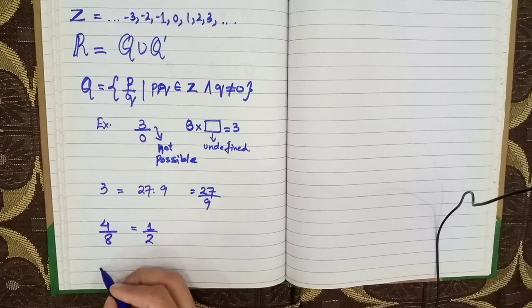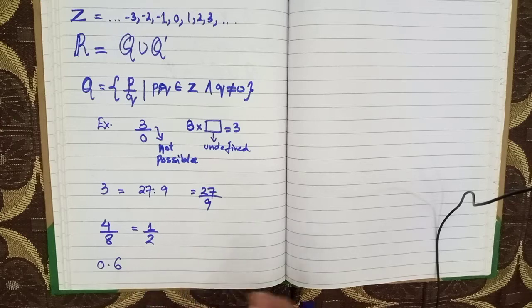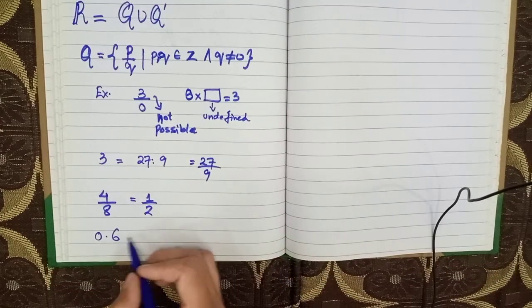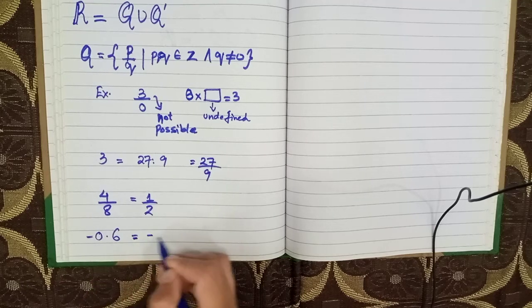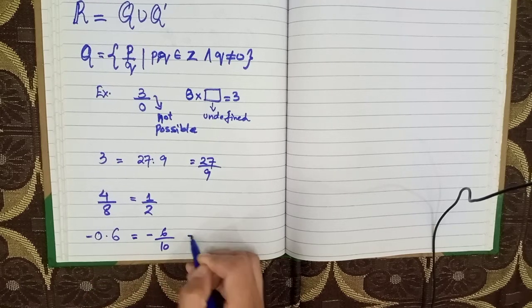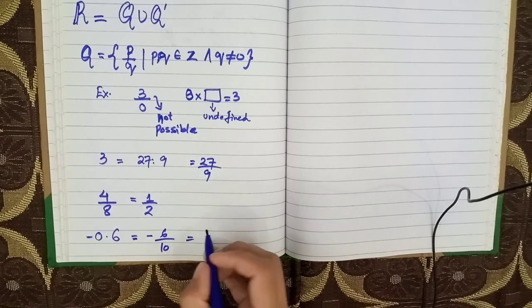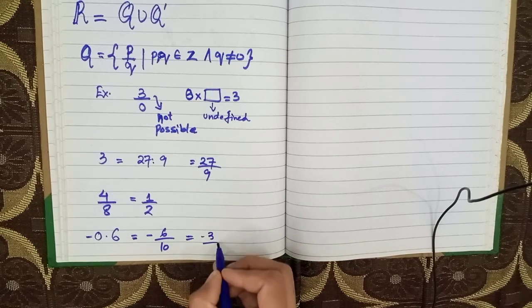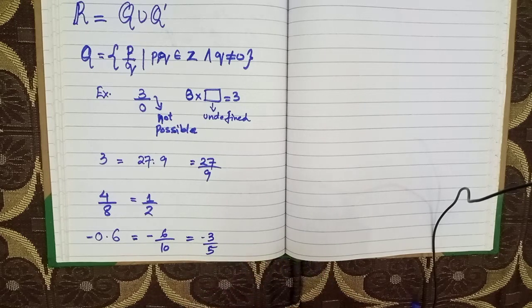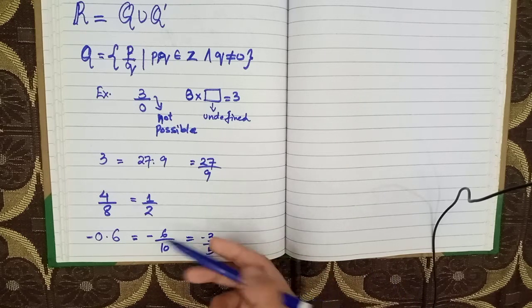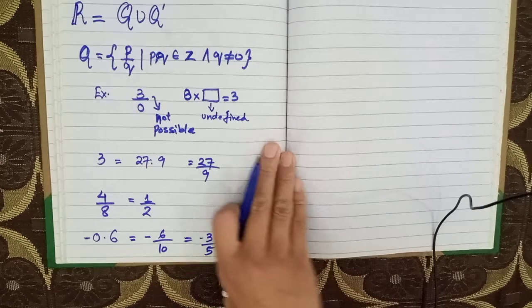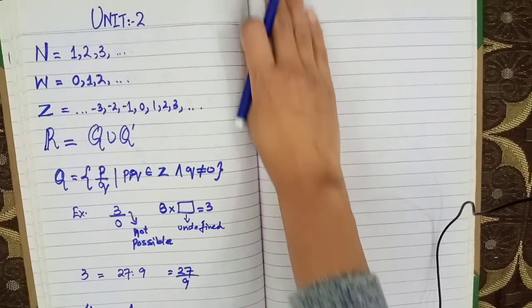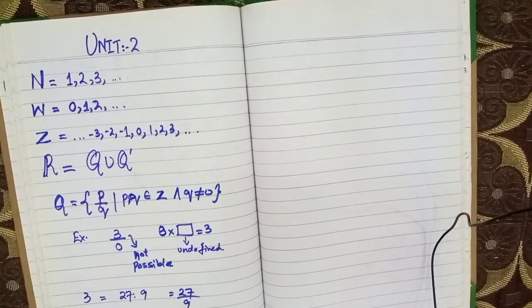In decimals, we can take negative 0.6 as an example of a rational number. Why? Because negative 0.6 can be written as 6 by 10, which when simplified gives you 3 by 5. So it is also a rational number because it is the ratio of two numbers, 3 and 5. There are many examples of rational numbers, but now we are proceeding towards irrational numbers.